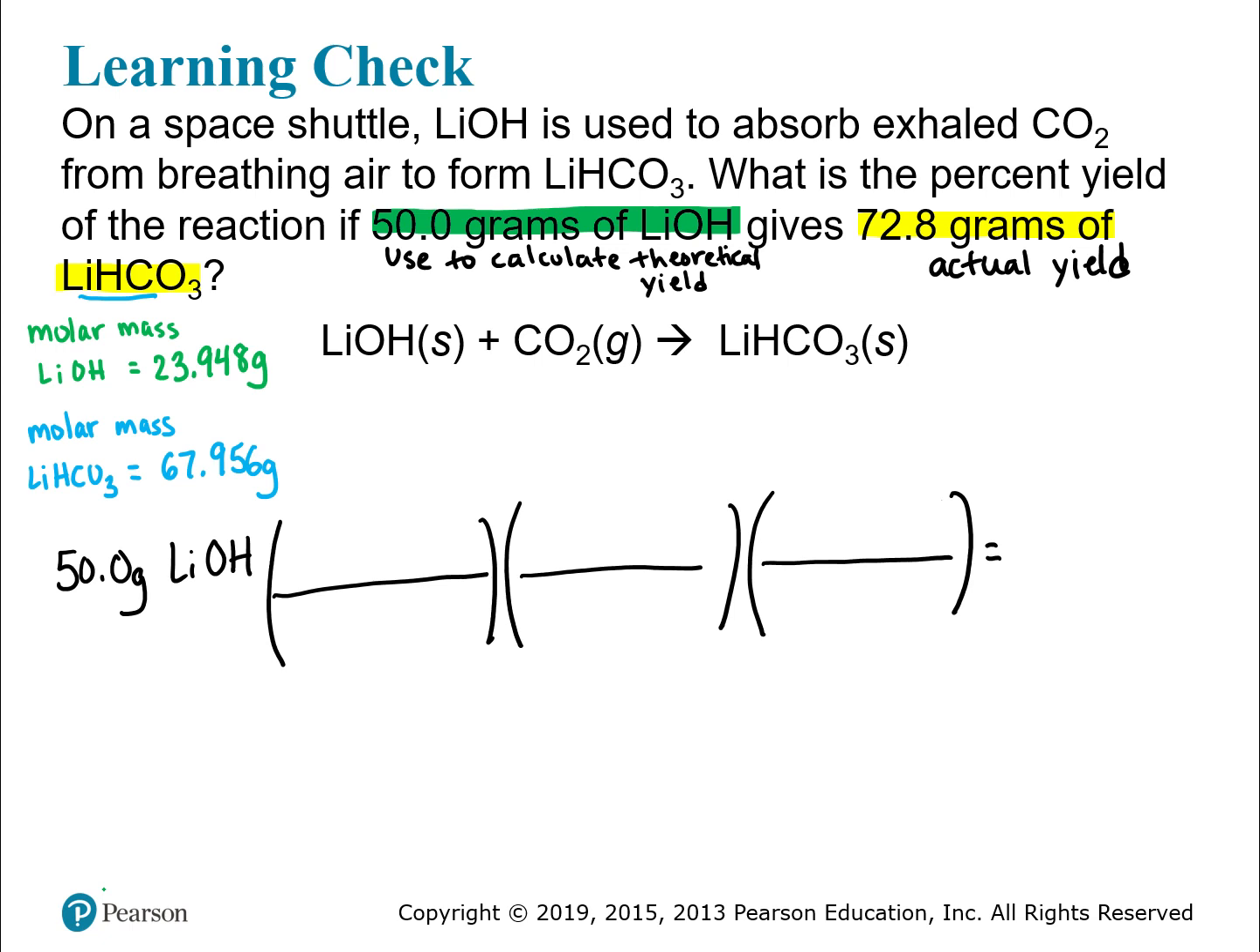First, we use the molar mass of lithium hydroxide. The grams go in the bottom, so we cancel the grams that are already in the numerator of our starting information. One mole goes in the top, because 1 mole of lithium hydroxide is equal to 23.948 grams.